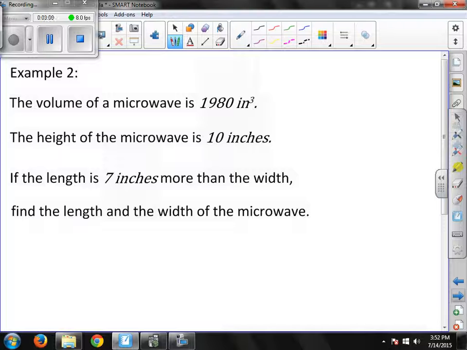Example 2. The volume of a microwave is 1980 cubic inches. The height of the microwave is 10 inches. The length is 7 inches more than the width. Find the length and the width.